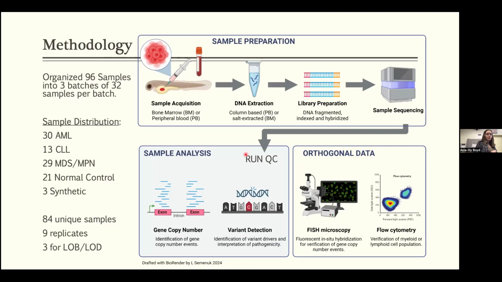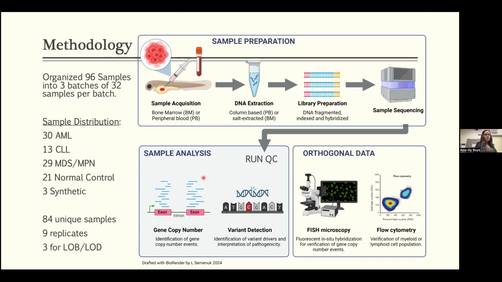So what we did is we did 96 samples into 3 batches of 32 samples per batch. The sample distribution used is listed there below. And overall, there's 84 unique samples so far. 9 replicates have been done, and 3 samples were used for limit of blank and limit of detection.